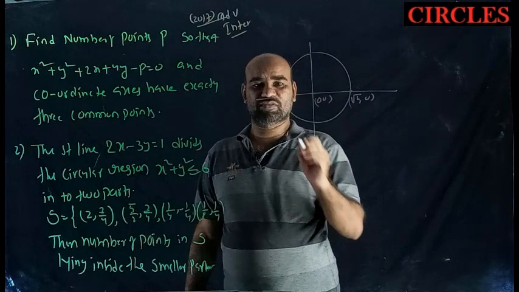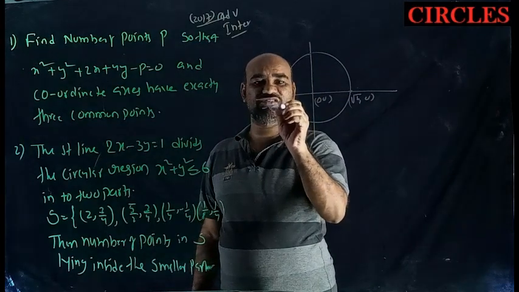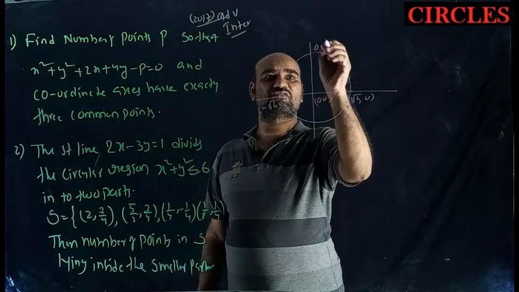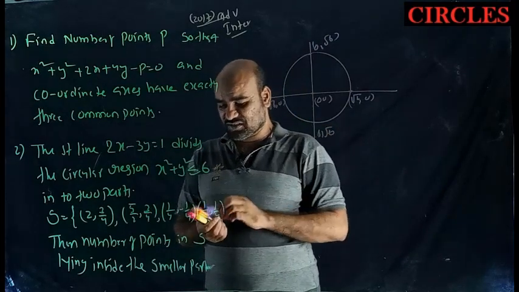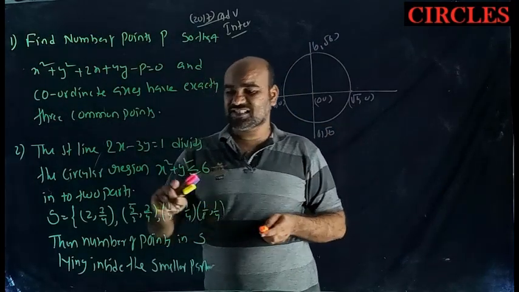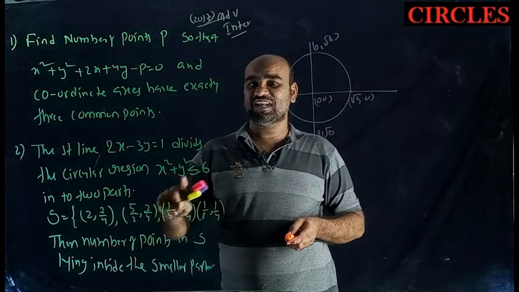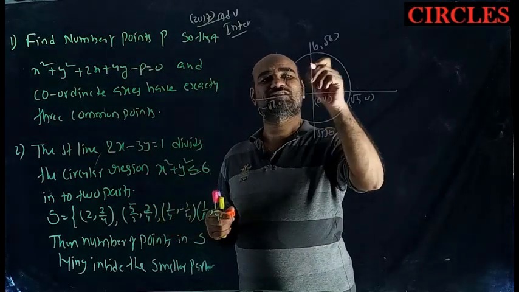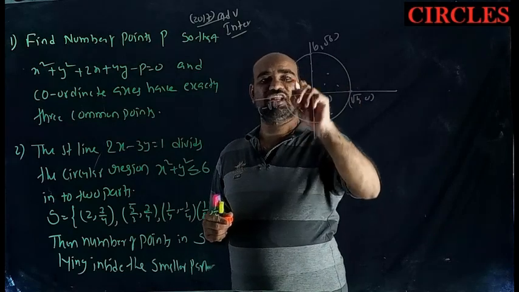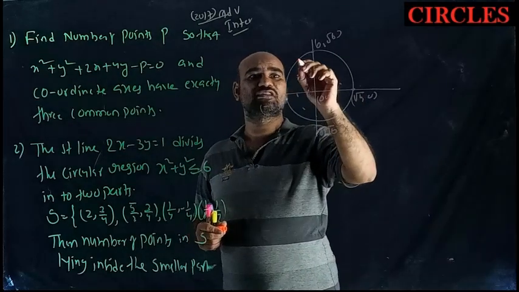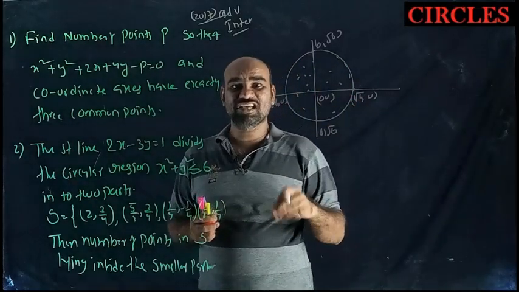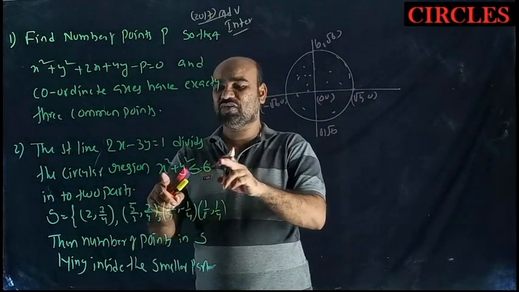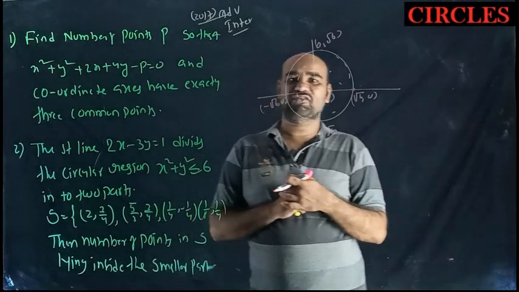Root 6 is 2 point something. This is (minus root 6, 0). This is (0, root 6). This is (0, minus root 6). Now the interesting thing is, the region represented by x square plus y square less than 6 is the interior portion. The points on the circle and the points inside the circle give the required region for x square plus y square less than or equal to 6.